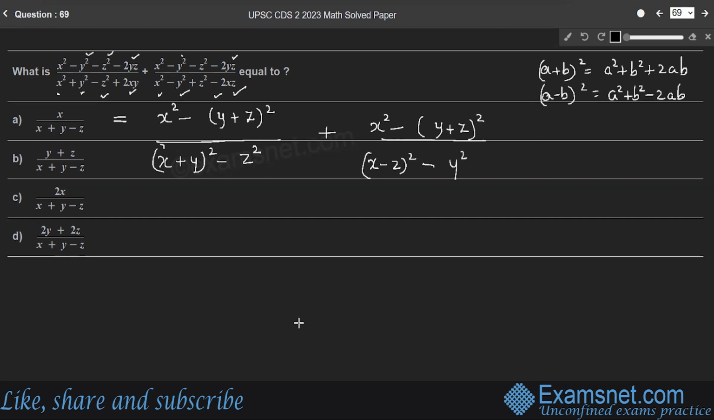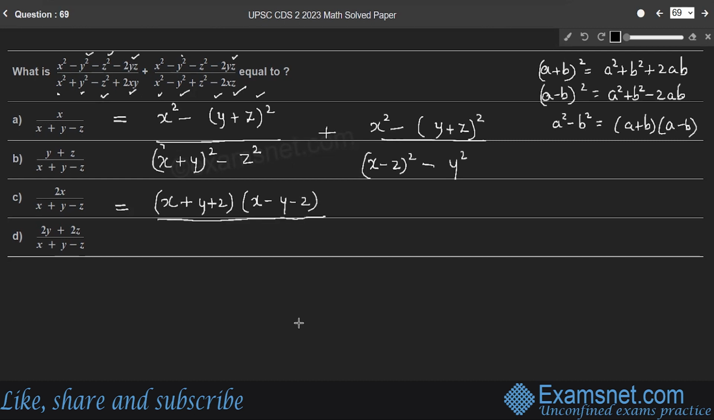Now consider the first term, x square minus the second term (y plus z) the whole square, which is in the form of a square minus b square. The identity is a square minus b square is (a plus b) into (a minus b). Apply the same formula here. Here a is x, b is y plus z. Therefore, it is (a plus b) into (a minus b): (x plus y plus z), which is a plus b, into (x minus y minus z), a minus b.